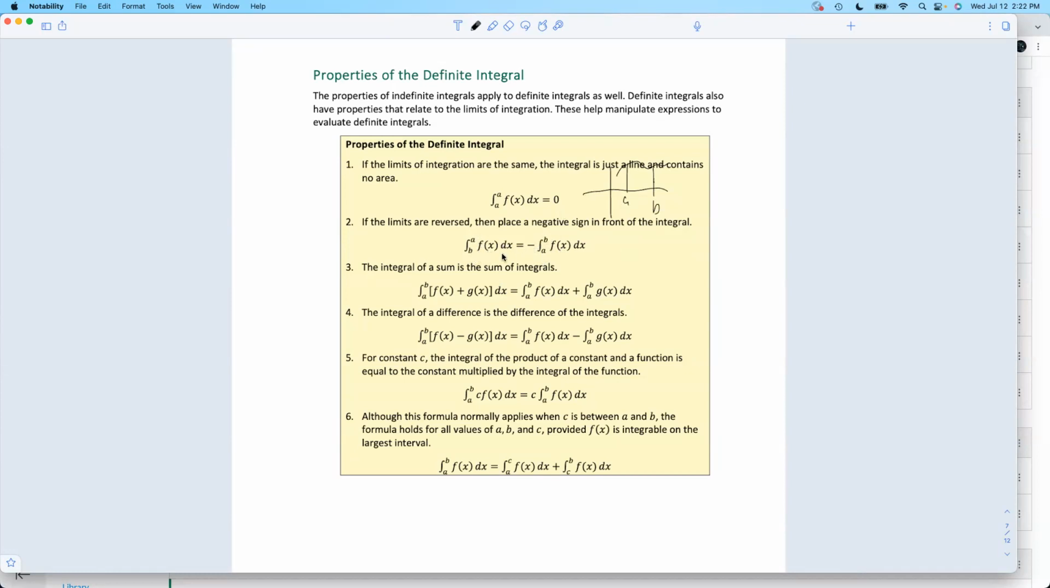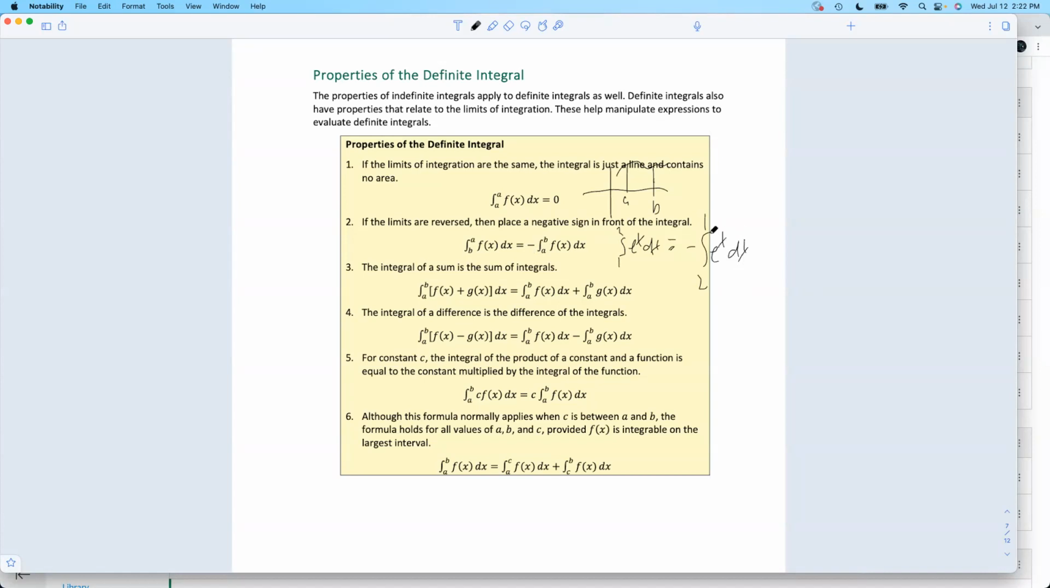Look here, I've got B on the bottom, B on top. If you change these limits, all you got to do is put a negative in front of your integral. So in general, or more specifically, the integral from 1 to 2 of e to the x dx will be the opposite of the integral from 2 to 1, e to the x dx.